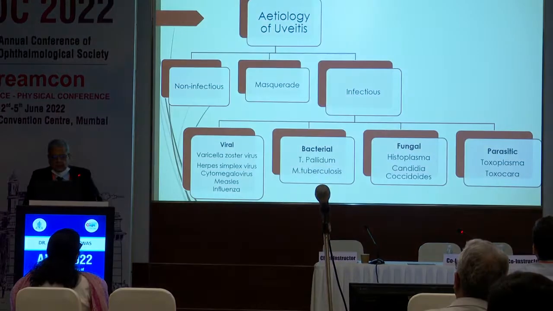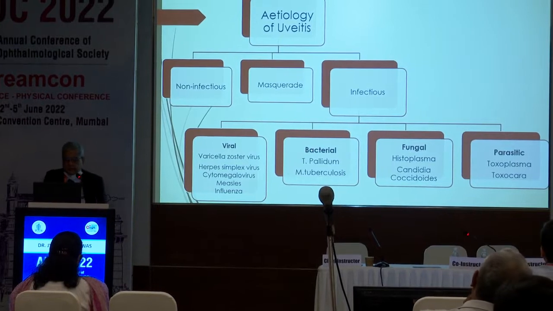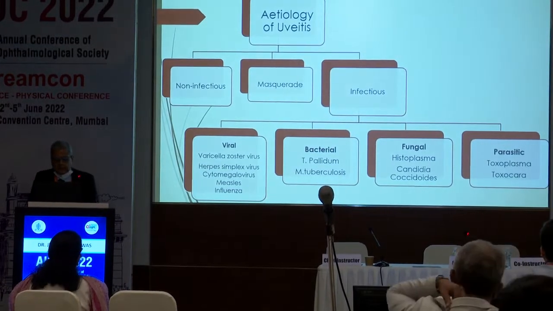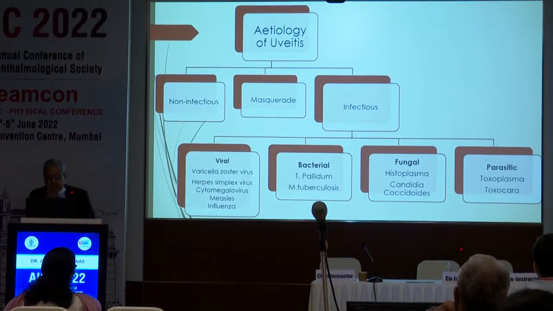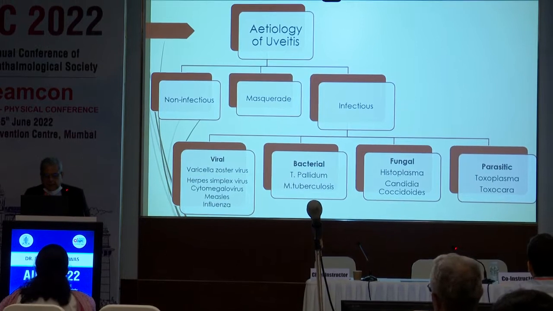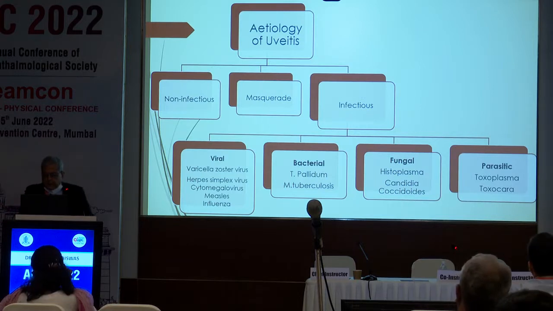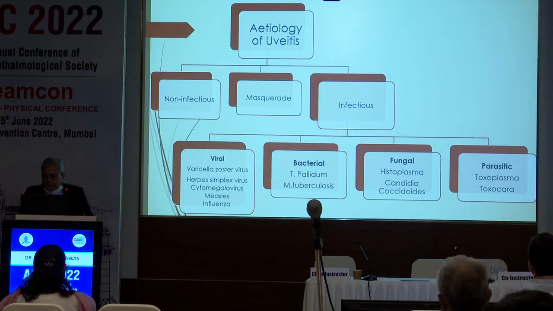So particularly in uveitis, the etiology of uveitis, as I don't want to describe in detail, could be non-infectious, infectious, and masquerade. And infectious can be viral, bacterial, fungal, and parasitic. Viral would be varicella zoster virus, herpes simplex virus, cytomegalovirus, measles, and influenza. Bacterial, syphilis, Mycobacterium tuberculosis; fungal, Candida, coccidioidomycosis; and parasitic, Toxoplasma, Toxocara.